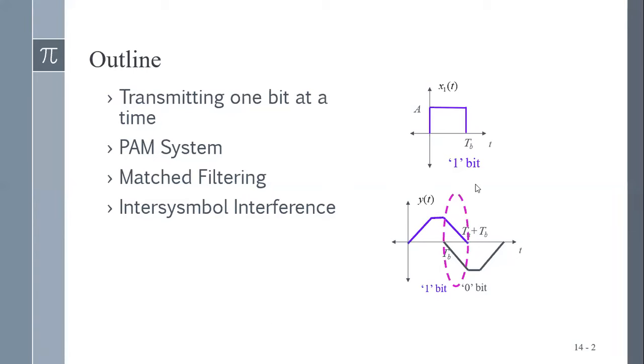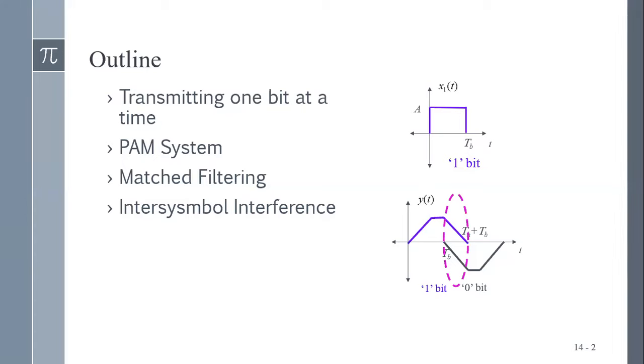Okay, which portion? Intersymbol. Now see here, I am transmitting this bit. This is one bit, and suppose I am transmitting a 1 in this time period, and from time period TB to 2TB, I am transmitting a 0. That means I am sending 1, and after that I am sending a 0.